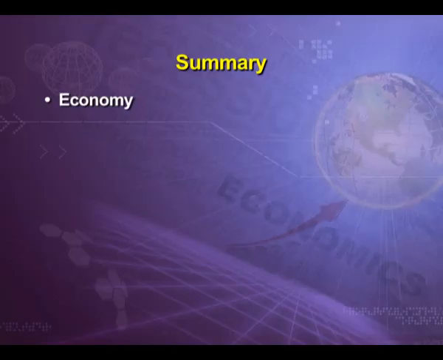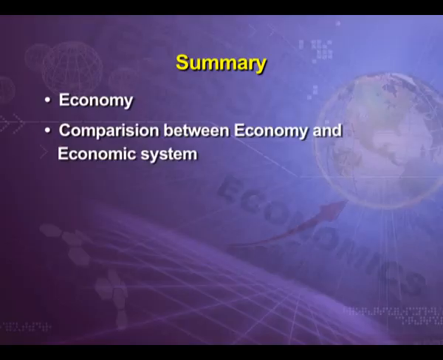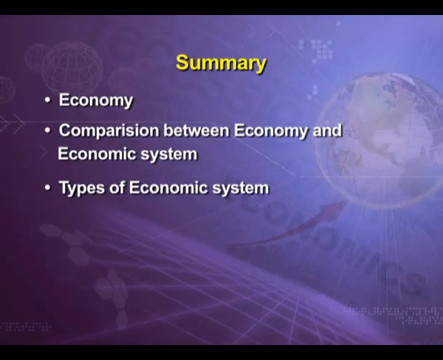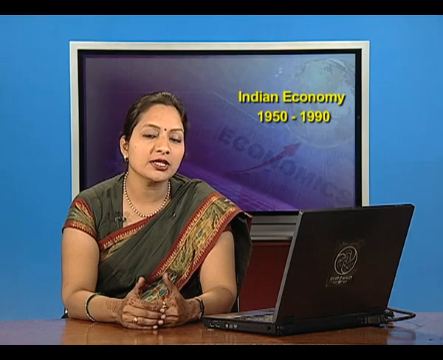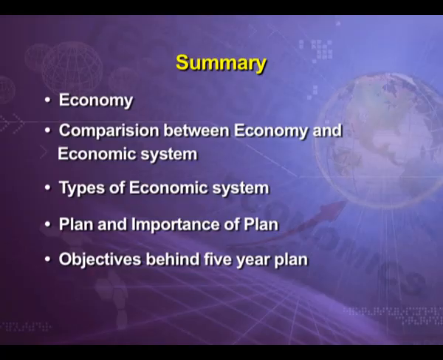This all was for today. Let's revise what we have done today. We started our chapter with the term economy. Simultaneously, we compared the economy with the term economic system. Then we discussed 3 types of economic systems, namely capitalistic economy, socialistic economy and mixed economy. Next, we discussed the term plan and importance of plan. And lastly, today we did 4 basic objectives behind each 5-year plan, namely basic goal of economic growth, basic goal of self-reliance, basic goal of modernization and basic goal of equity.